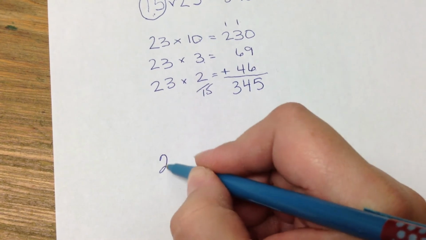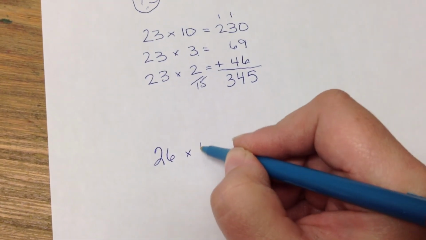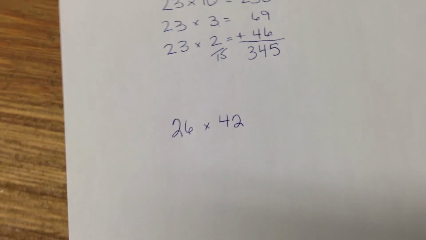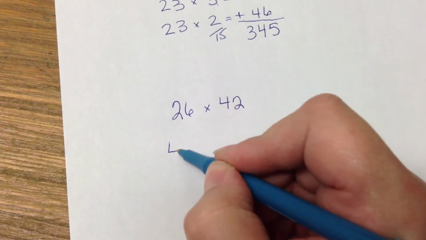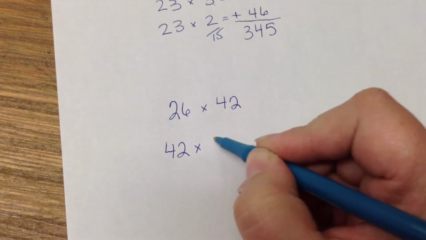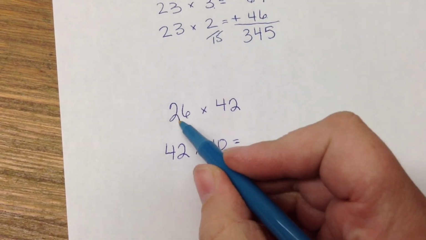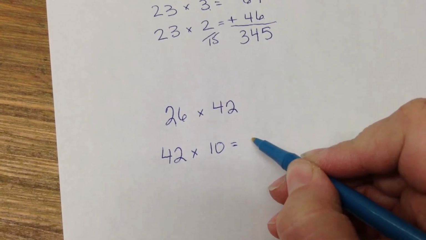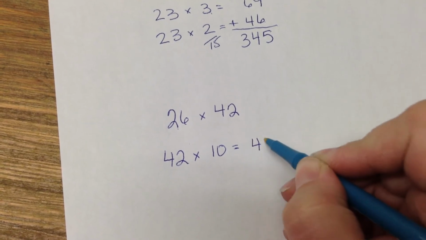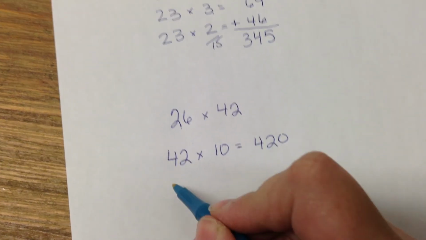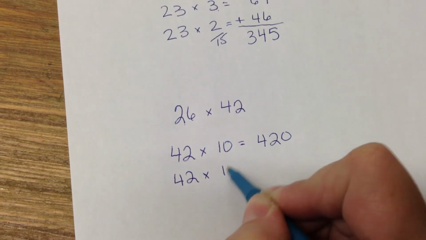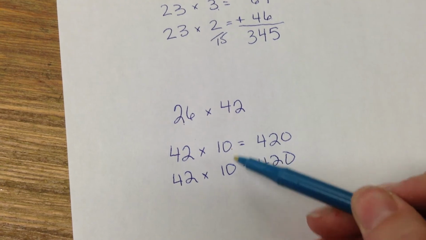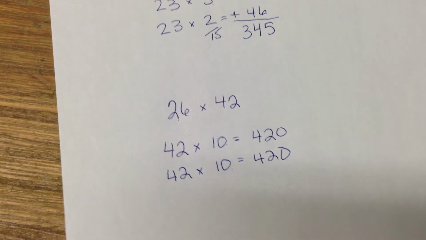I'll do another example. We're going to take 26 times 42. Now I can't do 26 times 42 in my head, but I can do 42 times 10. So I'm choosing to break up the 26 because it's smaller and I'll have less steps in the end. So 42 times 10 is 420. I'm going to do another 42 times 10. And now I've accounted for 10 and 20 of the 26.